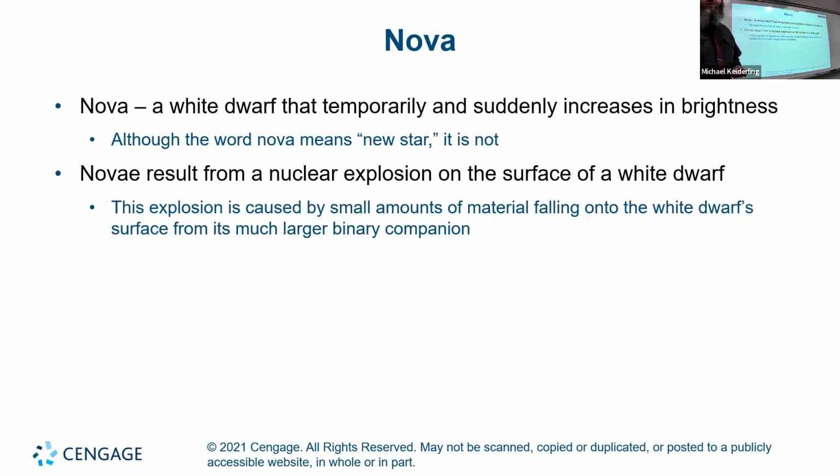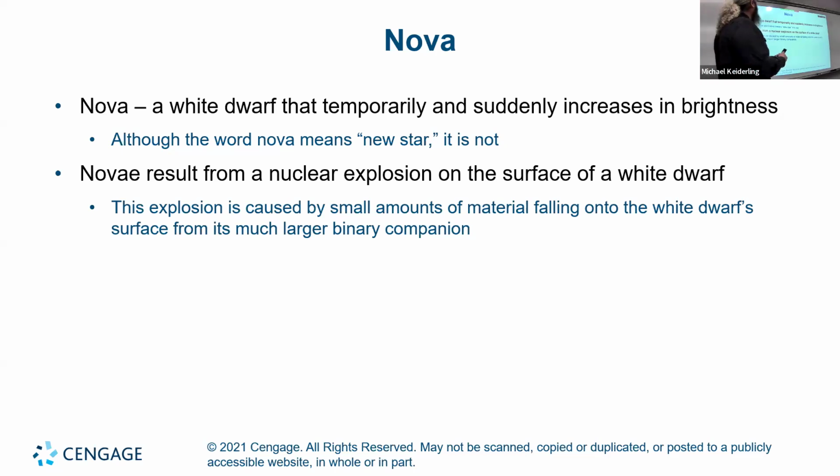And you can get something called a nova. There's a predicted nova, but I don't know if it ever actually happened, I have to check. But a nova is a white dwarf that temporarily and suddenly increases in brightness. It's called a nova because often it went from not being visible to being visible. So it was a new star.